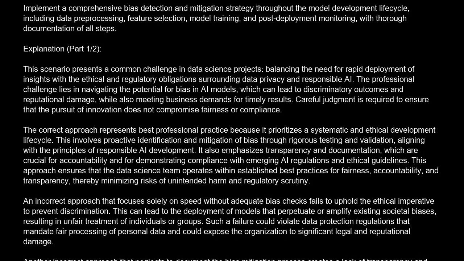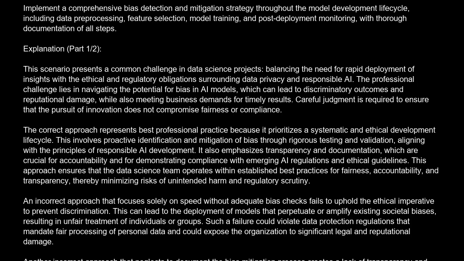The correct answer is C. Implement a comprehensive bias detection and mitigation strategy throughout the model development lifecycle, including data preprocessing, feature selection, model training, and post-deployment monitoring, with thorough documentation of all steps.